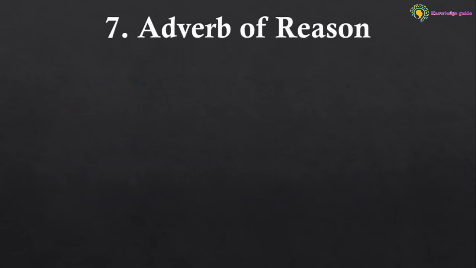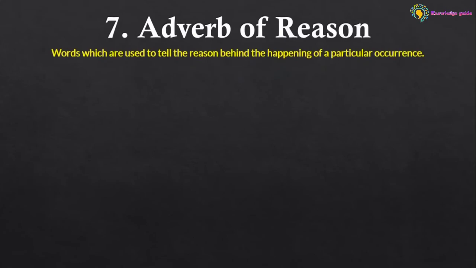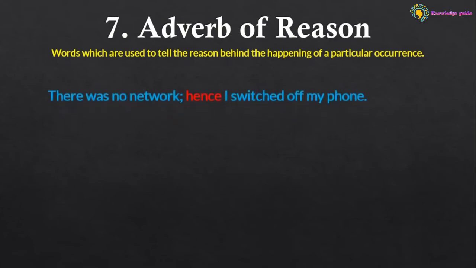Next, let's go to one more point, which is adverbs of reason. Words which are used to tell the reason behind the happening of a particular occurrence. So friends, here we will learn about the reasons behind what happens in the statement. For example, there was no network, hence I switched off my phone. Here in this sentence you will understand that the word hence is an adverb of reason, since it shows that the reason was no network, and that's what happened. So you switched off your phone.